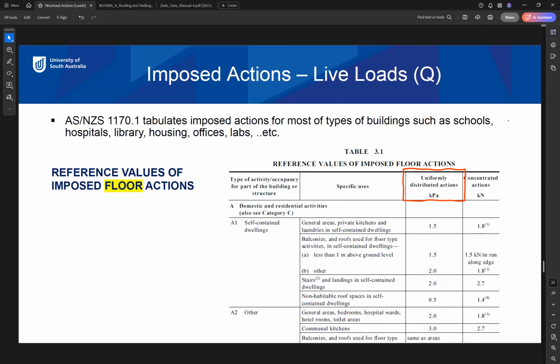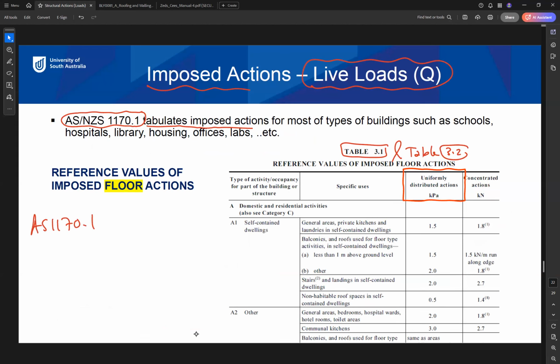Okay, so the imposed action and live loads are given to us in table 3.1 and table 3.2 of the Australian Standard 1170.1. So 1170.1 will give us dead load and live load. Dead load in table A1 and A2, live load in table 3.1 and table 3.2.